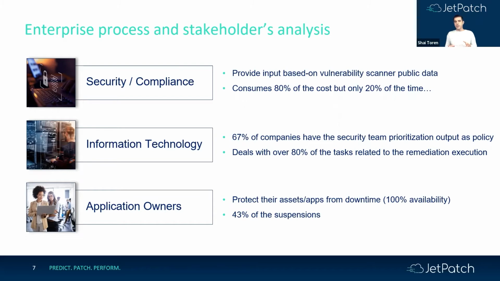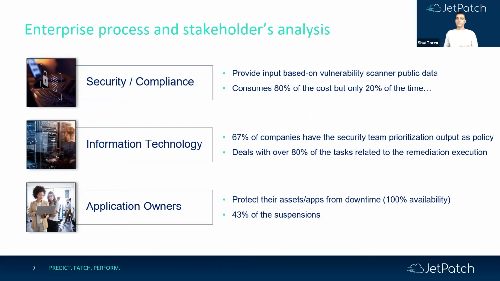67% of the companies have the security team prioritization output as a policy. And this is very common. It's very good. The rest, by the way, the rest of the 30+% simply do not use a vulnerability scanner yet because they are medium or smaller companies. Most of the companies from medium and up are using a vulnerability scanner as a tool that will provide them with the prioritizations.